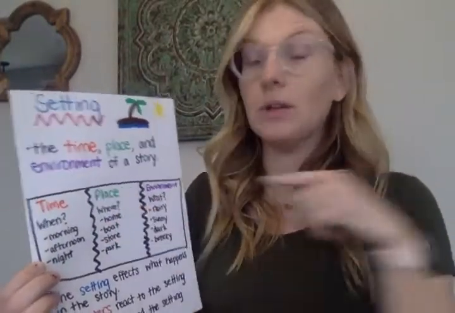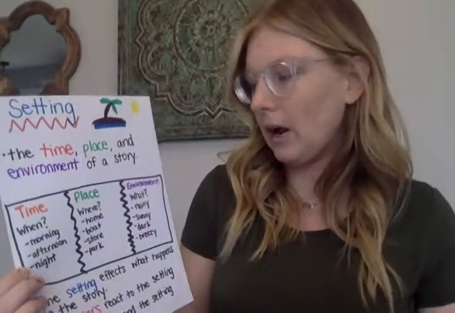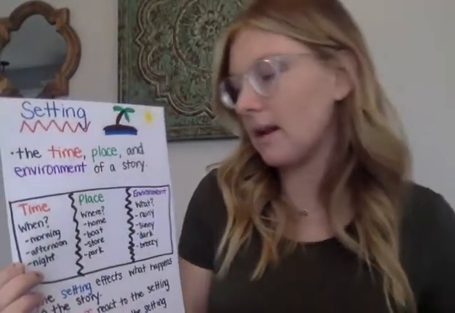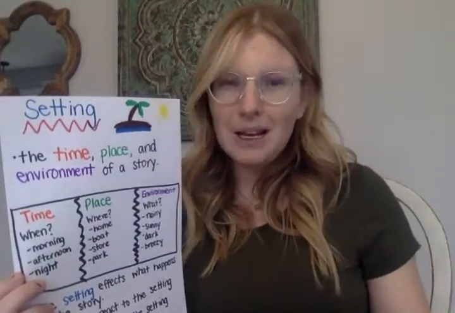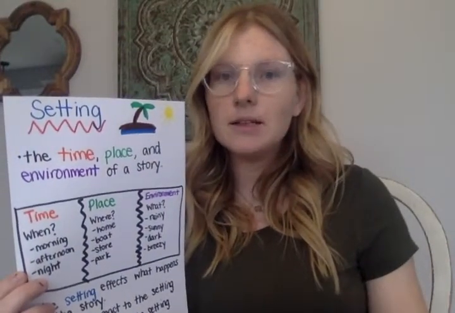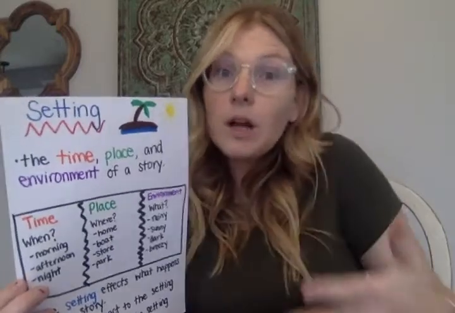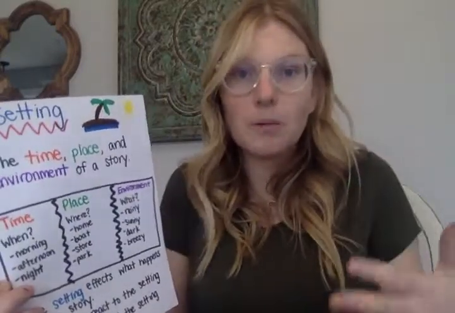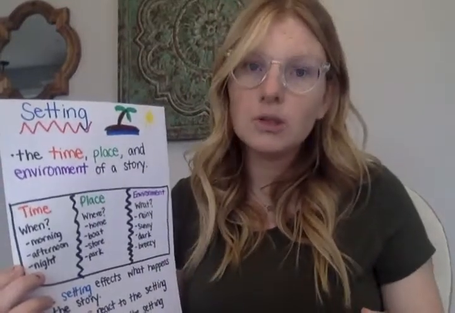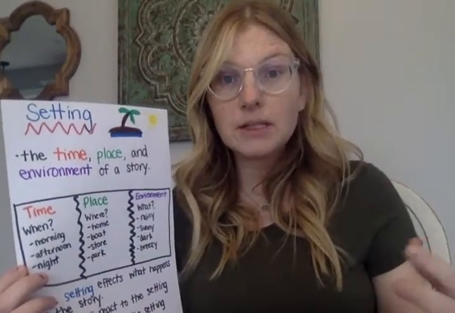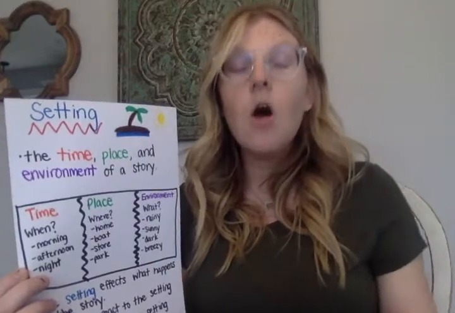The place, so this is the location. Where? Was it at home? Was it in a boat? Was it at a store? Was it at a park? The books that we read nowadays, because we're in upper elementary, so everything is a little bit more complex, you're going to have multiple places. So most of the time, a chapter will take place at a certain location, or a certain scene.